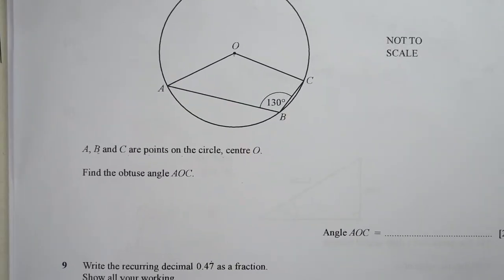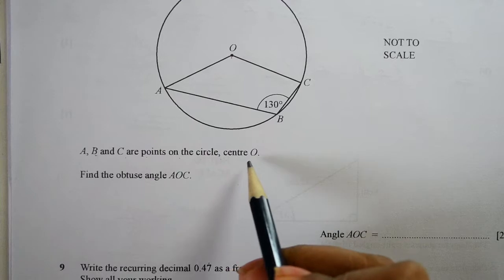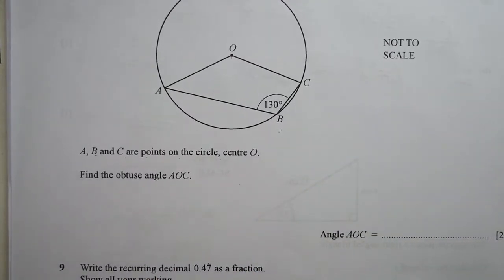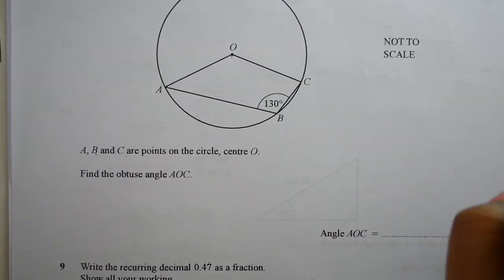This is the 8th question. A, B, C are the points on the circle center O. Find the obtuse angle AOC. Listen, circle theorem from your IGCSE textbook, okay?